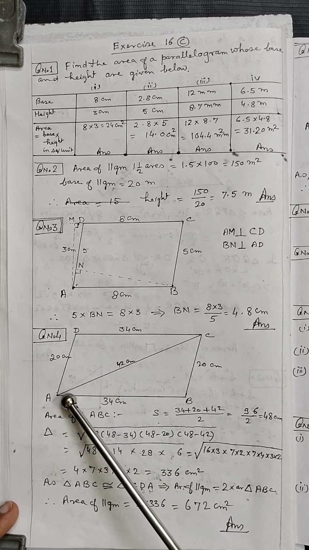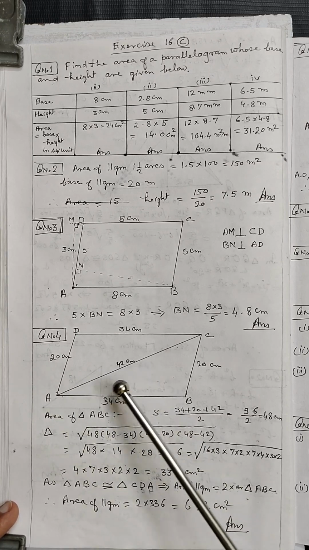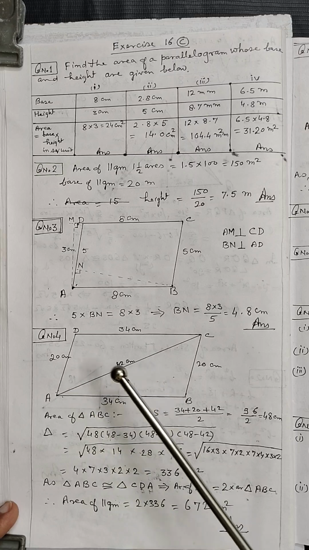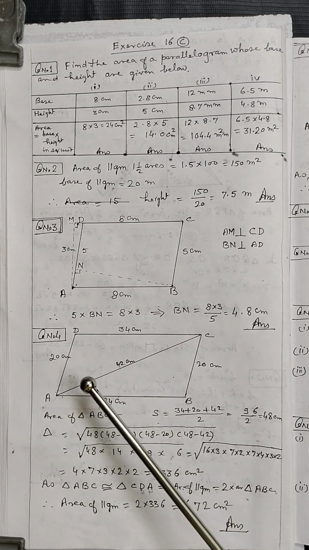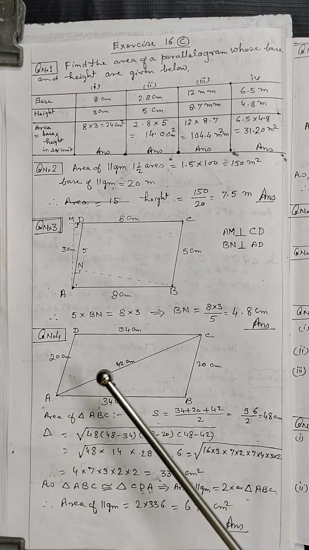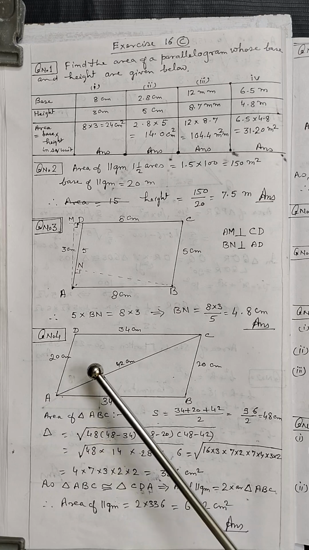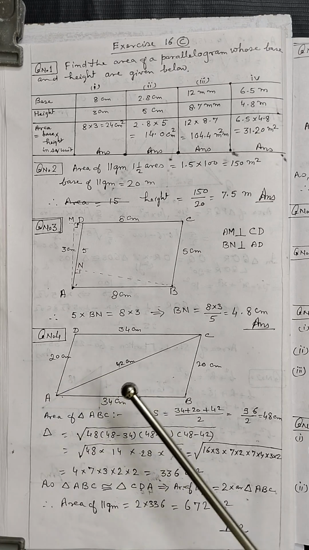As we know that the one diagonal divides the parallelogram into equal triangles having the same area.